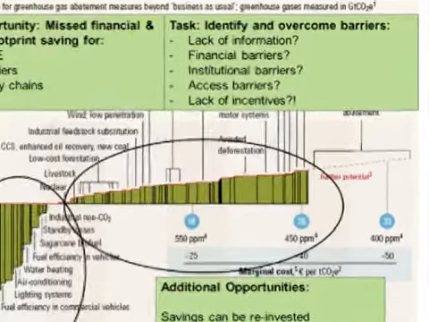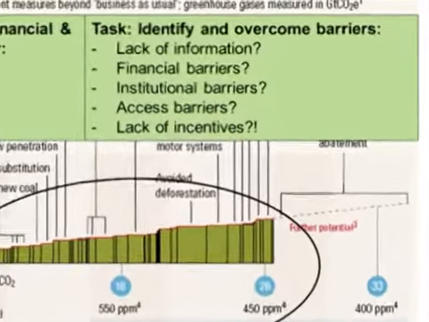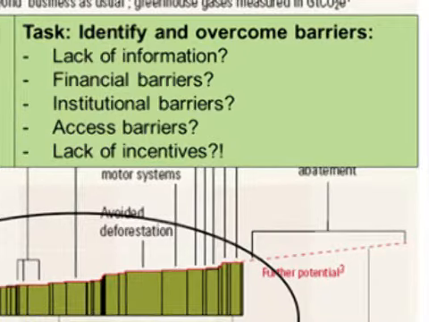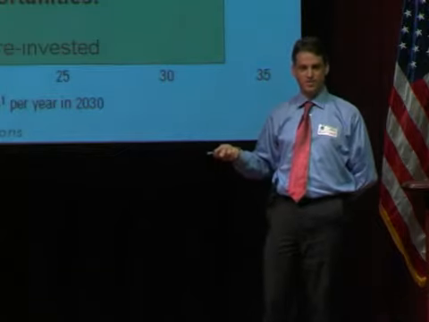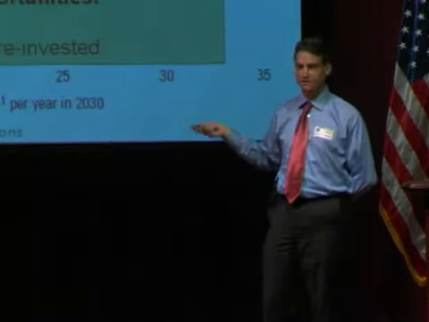Why aren't these things being done in the first place? Well, it could be information. Easy enough. We're going to start there. I think we can do a lot in this project to help reduce those information barriers. Just find out what the opportunities are.